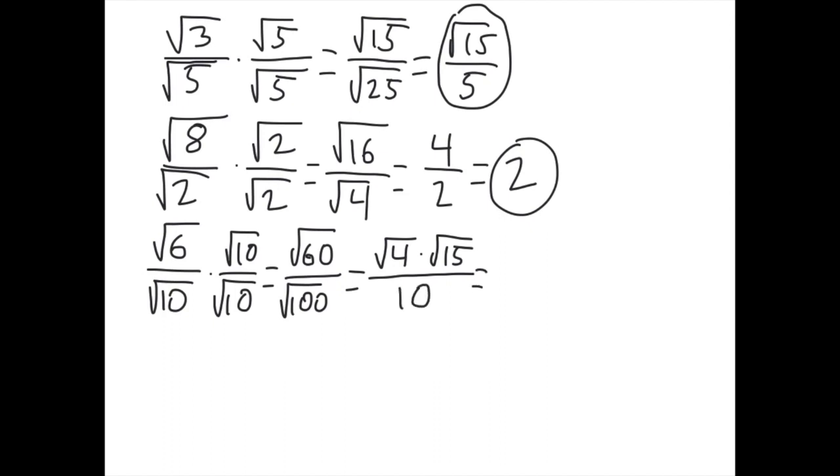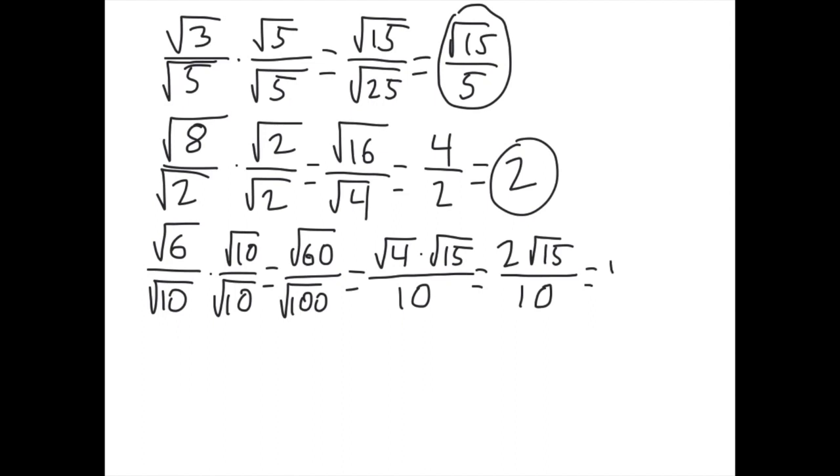So now we can take the square root of 4 is 2, and square root of 15, divided by 10. Now, we've rationalized the denominator, no more square roots on the bottom. However, we have essentially 2 over 10 here. 2 over 10 can be reduced. So 2 over 10 can reduce to 1 over 5.